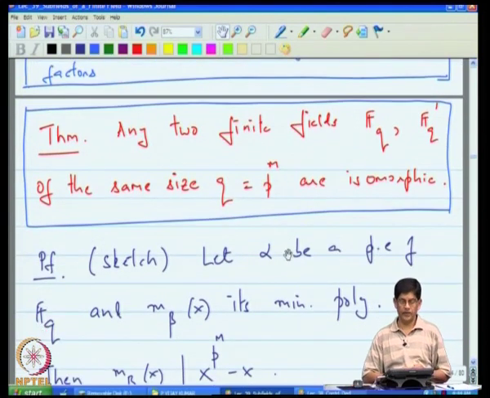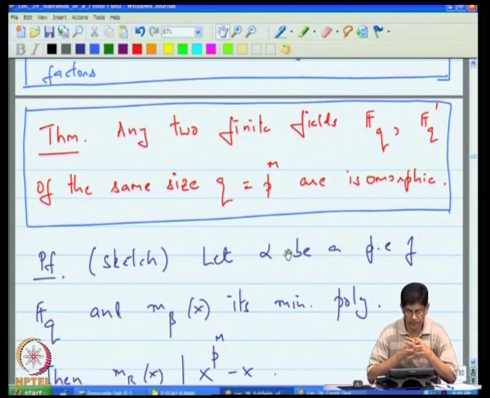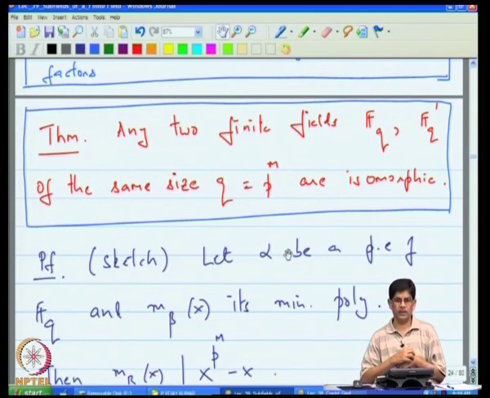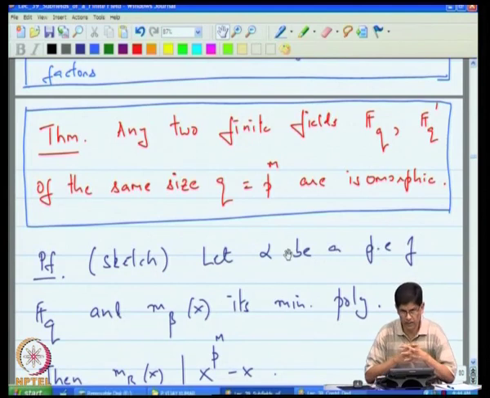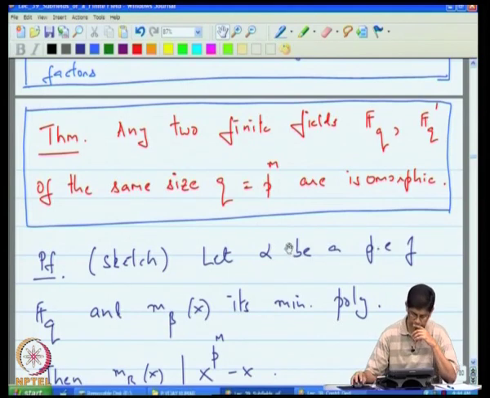Now, the next theorem states that, and I mentioned this before, any two finite fields f q and f q prime are isomorphic provided they are of the same size. So, what does isomorphic mean? Isomorphic really just means that they are the same, except that what I call alpha you might call beta or beta cubed or whatever. So, up to relabeling they are really the same. There is a more formal definition of isomorphism, but in this finite case this will suffice.